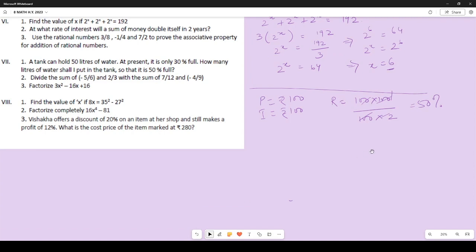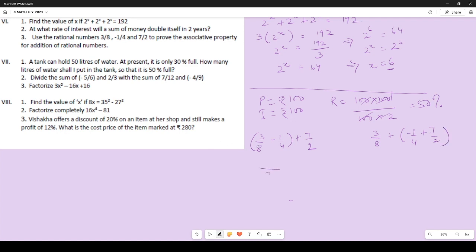Okay, so use the rational numbers 3 by 8, minus 1 by 4 and 7 by 2 to prove the associative property. So let us associate these first. Minus 1 by 4 plus 7 by 2, and over here 3 by 8 plus minus 1 by 4 plus 7 by 2, and let us check out.